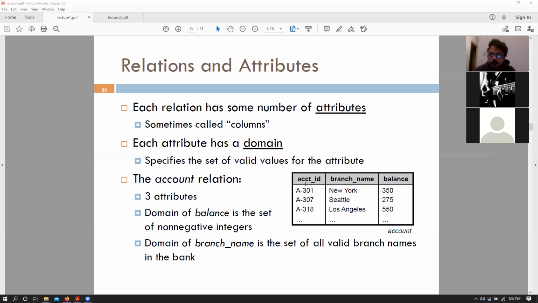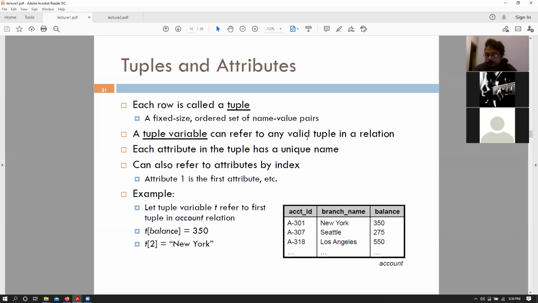Essentially, attributes are those individual column names, which are basically going to define what these are. And each of those attributes would have their own domain. So for example, balance would have been a non-negative integer. Branch name would have been all legitimate branch names that a bank has and things like that. And in SQL, we would say that branch name is like a string that has less than 30 characters. We also said that a tuple is basically a row or a record of a particular table.